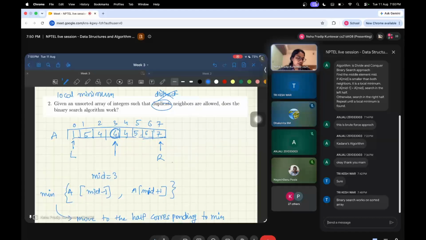Actually, even for the incorrect half you said, right? Even if it is sorted, it won't work. I'm asking if it is sorted with duplicates. Yeah, it won't.